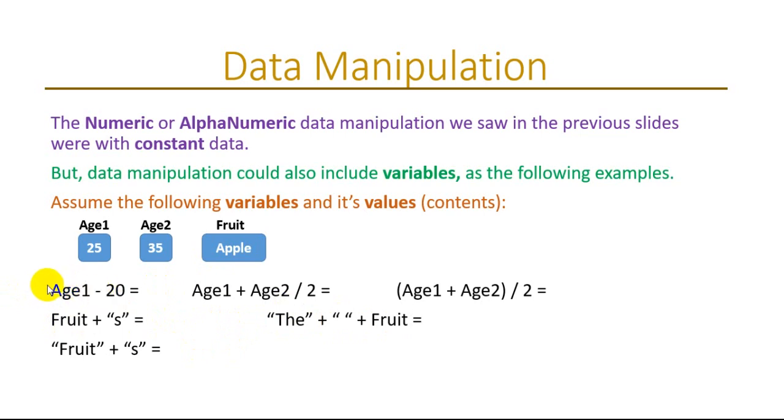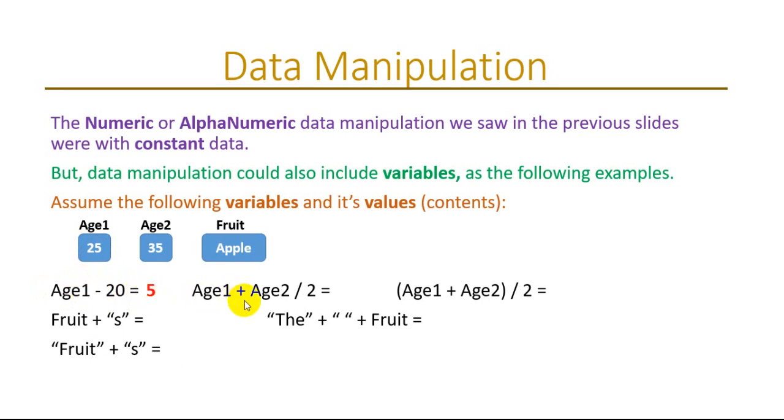Age 1 minus 20. Age 1, when you say it's a variable, therefore we have to refer to 25. Not age 1, it is actually 25, the contents of age 1. So 25 minus 20 will be 5. So this will evaluate to 5.